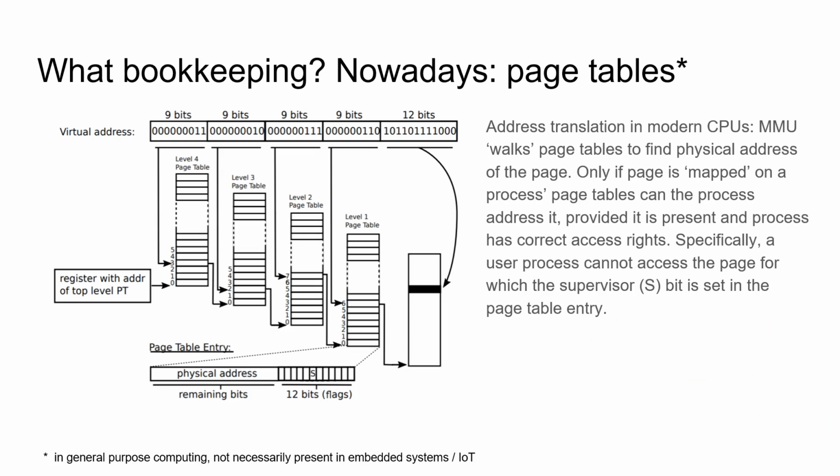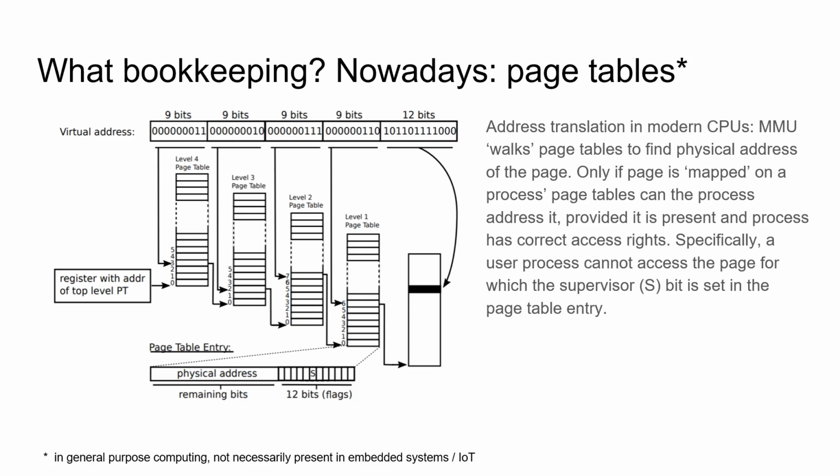So how do we do this bookkeeping? Well, on today's general purpose computing systems, we use page tables for this. The idea is as follows. The software wants to access a location in memory, and it uses a so-called virtual address for this. In this particular case, we have a virtual address of 4 times 9 plus 12, 48 bits, and it's chopped up in 5 different pieces.